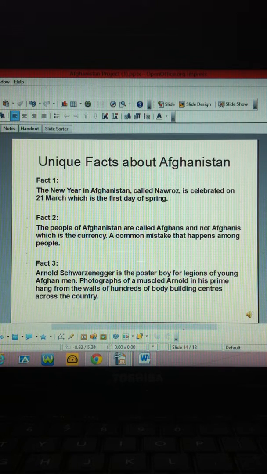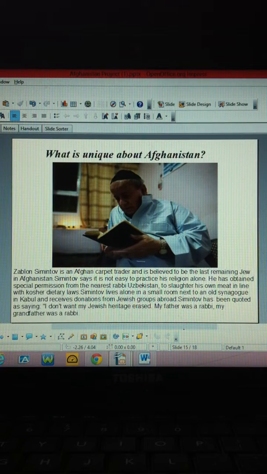Fact number 3. Arnold Schwarzenegger is the poster boy for legions of young Afghan men. Photographs of a muscled Arnold in his prime hang from the walls of hundreds of bodybuilding centers across the country. Other unique facts.